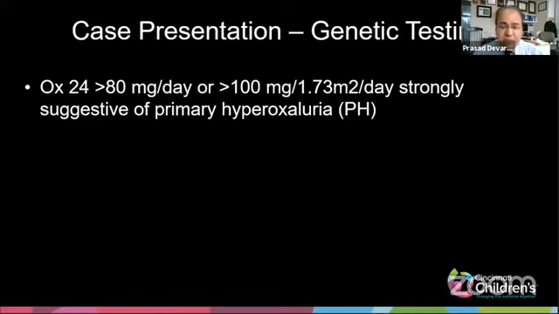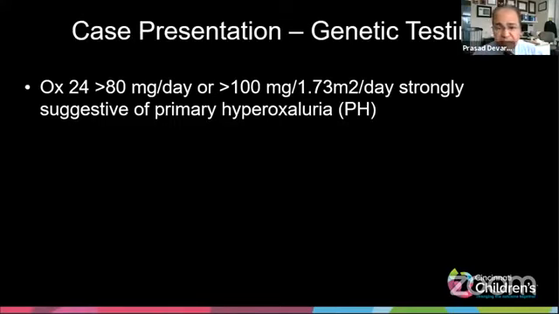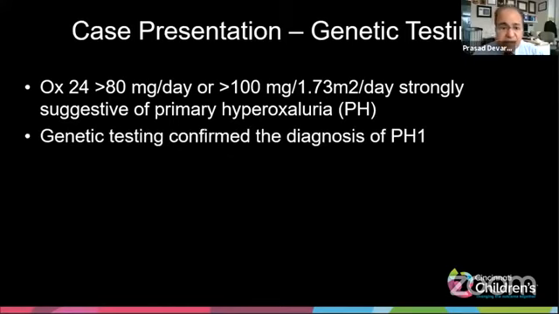Patients with enteric hyperoxaluria can have in the range of 40 to 60, but above 60, I start worrying about primary hyperoxaluria, and certainly above 80, I would definitely proceed with a genetic test to rule out primary hyperoxalurias. So we did that, and indeed in this patient, we were able to confirm the diagnosis of PH1 or primary hyperoxaluria type 1. So that was the journey that this child took, and we'll come back to this patient.